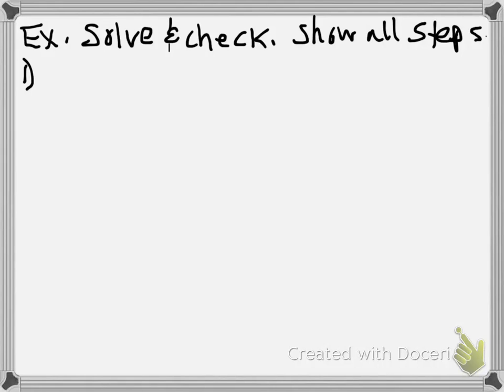Ready? First problem. 2x plus 3 equals 11. So job 1, do I have any parentheses? No. Do I have any like terms? Remember, on a side is when I'm talking about like terms. No. Do I have any absolute value symbols? No. Exponents? No. So that means I'm done with step 1.